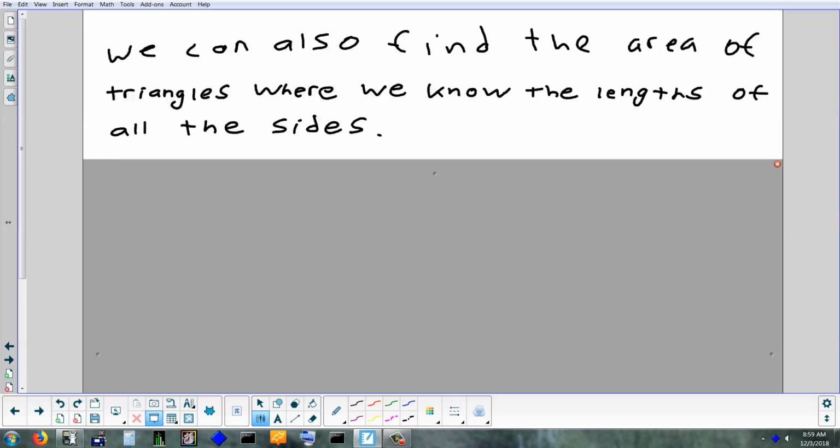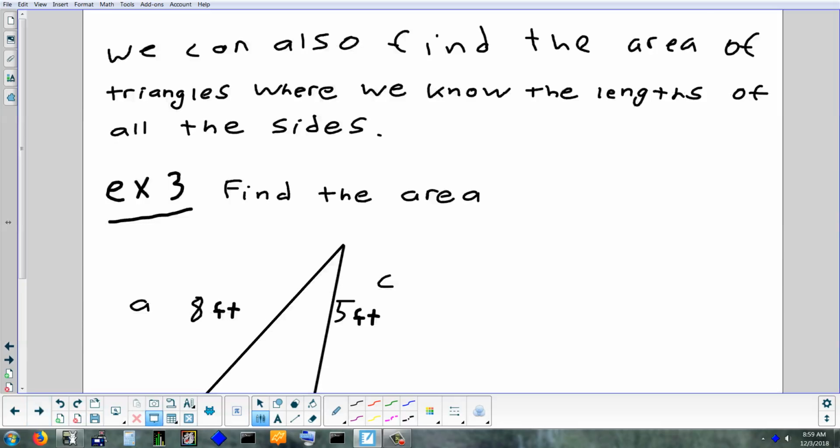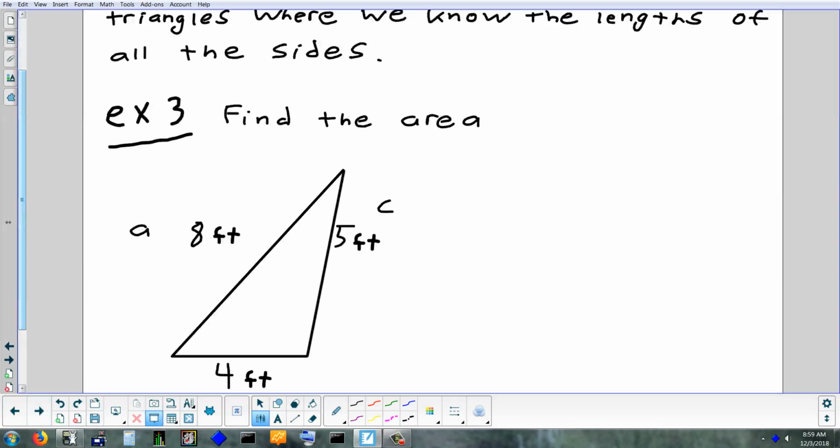Now, let's look at what happens. We're still going to try to use the same formula, but this time they're going to give me all the sides. So let's find the area of this one. You don't need any new formula to do that one, even though they're giving you different information.